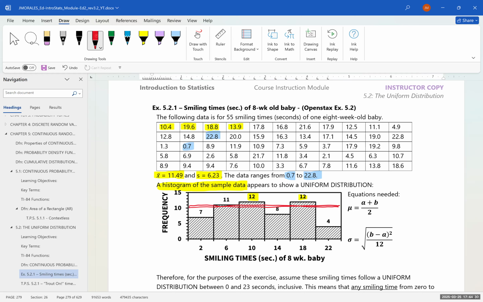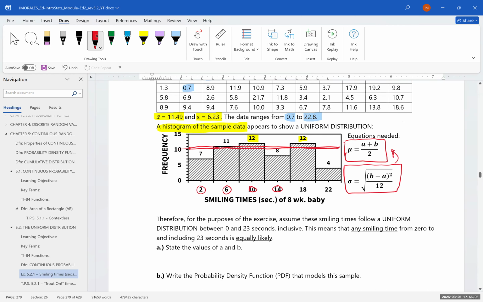That means that the probability that a baby smiles in any number of seconds is going to be the same. The probability will be equal. The baby isn't going to smile more often in a short number of seconds versus a long number of seconds, for example. And from this, we're going to calculate a mean number of seconds that the baby smiles, and a standard deviation of time around that mean.